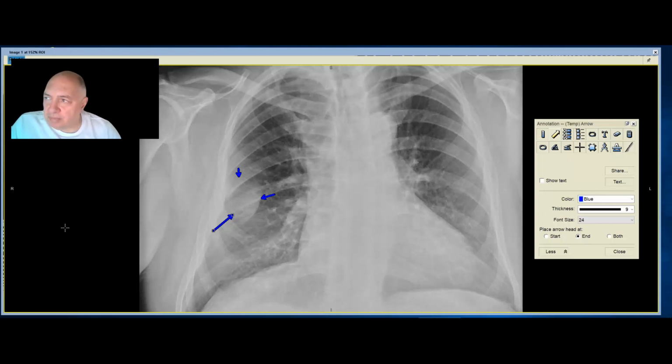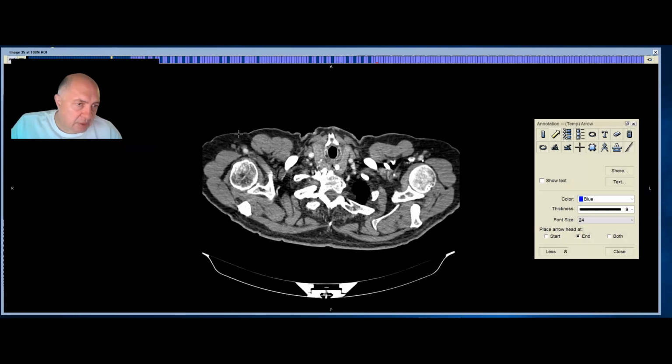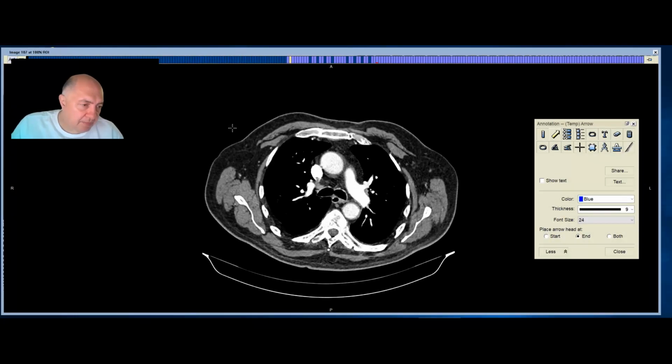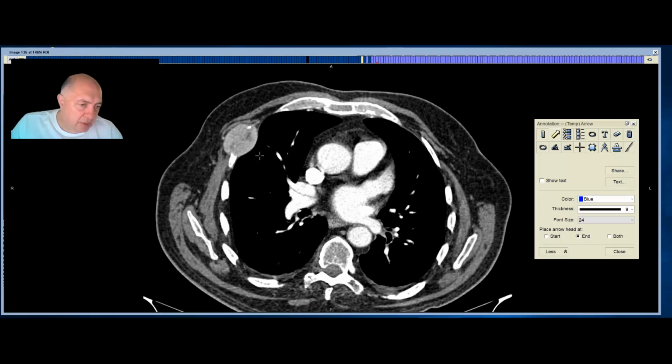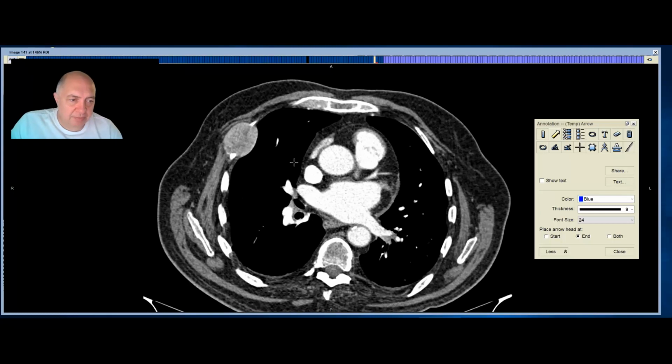So in this case, a CT was done just to have a closer look at the mass. So that's a CT there, and you can see the mass isn't actually in the rib, and it's eroding the rib. So let's look back at the x-ray now.